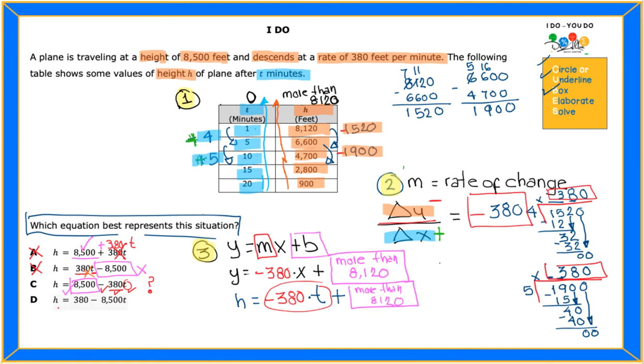And now we're going to check the last one. The 380, we know that it needs to multiply the t. And in this case, it's not multiplying anything. So this is not going to work. Then this is a number more than 8,120. But look, that number needs to be by itself.